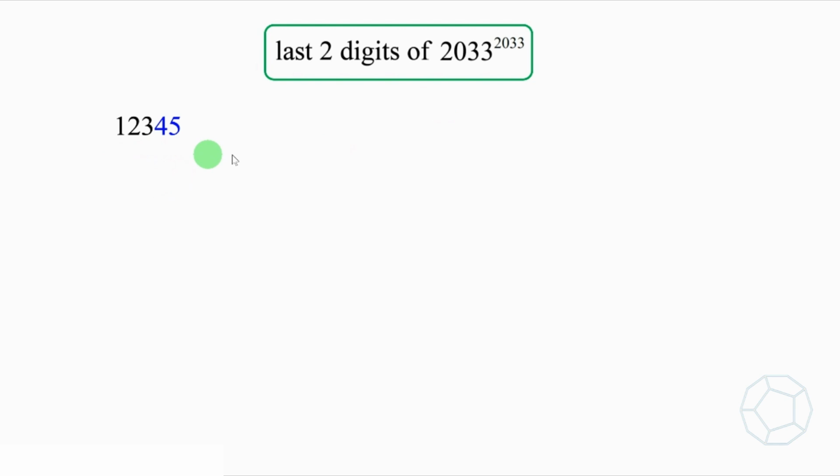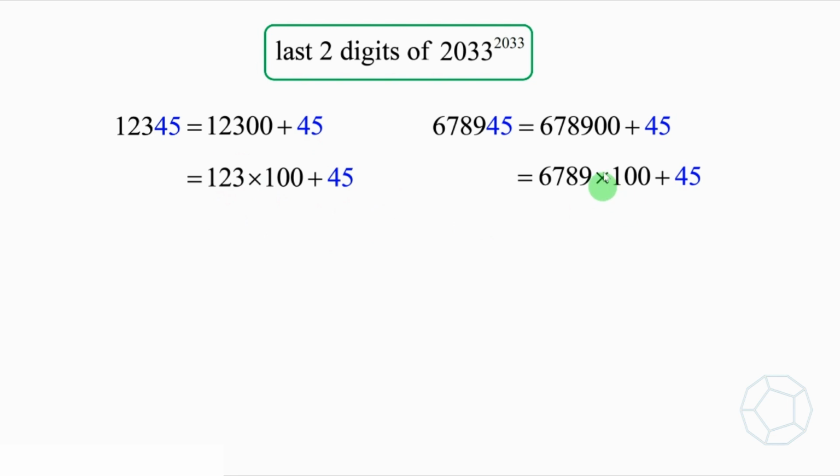We can write it as a sum of two integers and express the first one as 123 times 100. Even if we change 123 to some other large integers, it does not affect the last two digits. This is shown in the example on the right. The number 100 ensures that those digits are in the front, so we don't have to worry about them.